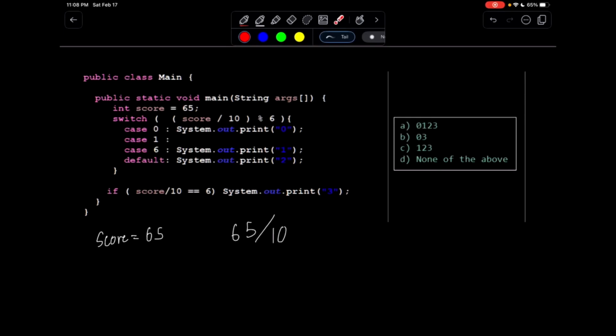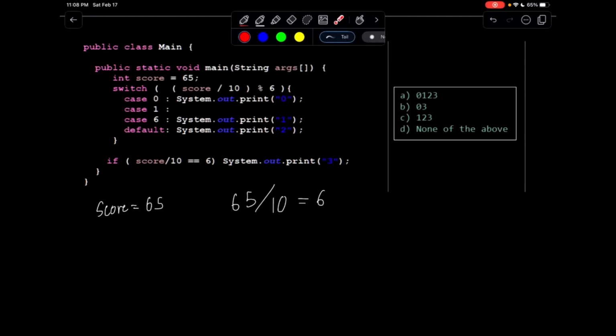Now remember, this is integer division, right? 65 and 10 are both ints, so we should expect an int at the very end. If you were to do this without integer division, it would have been 6.5. But because it is integer division and we expect an integer, we just remove the decimal and anything to the right of it. So 65 over 10 with integer division is 6.